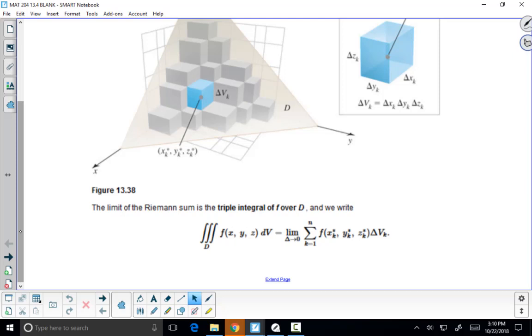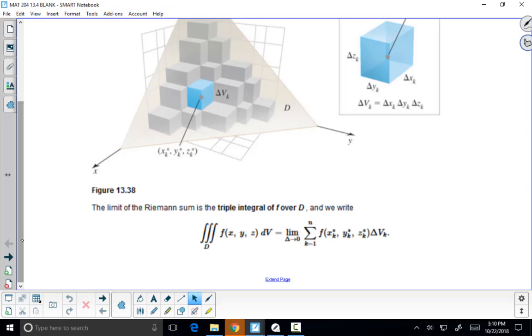So when you're doing a partition of a solid object into these little parallelepipeds, the delta there is represented by the longest possible diagonal of all the little rectangular cubes that you have. If you force all of those rectangular parallelepipeds to go to 0, then you get the triple integral. So the Riemann sum approximates the integral, and then the limit gives you exactly the value of the triple integral.